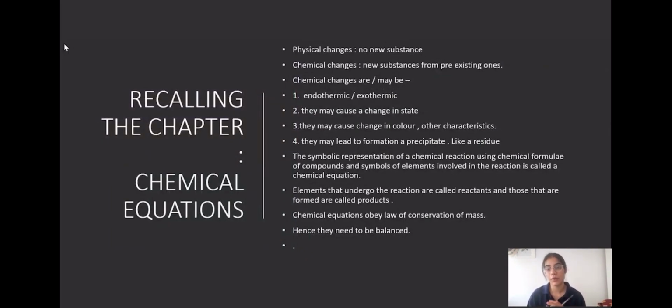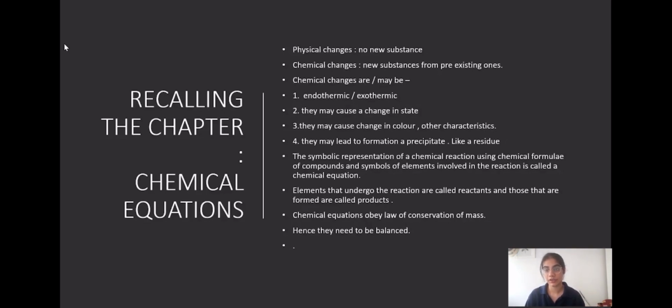Let us recall what we studied in the entire 3 sessions of chemical equations. We were saying that a change that takes place in our environment is broadly classified into 2 types. Physical change, where no new substance formation takes place, or a chemical change where a new substance is formed from pre-existing ones. You know that when a chemical change takes place, that chemical change turns out to be either endothermic or exothermic, meaning either heat is absorbed or heat is liberated.